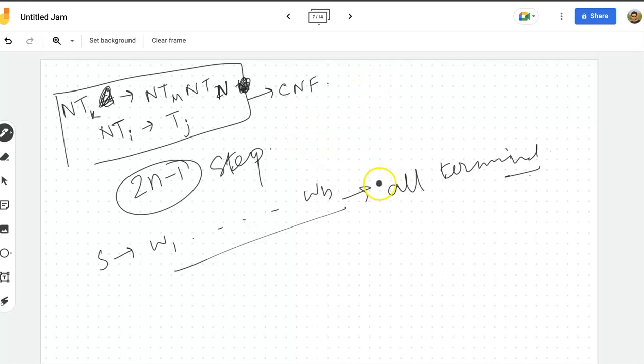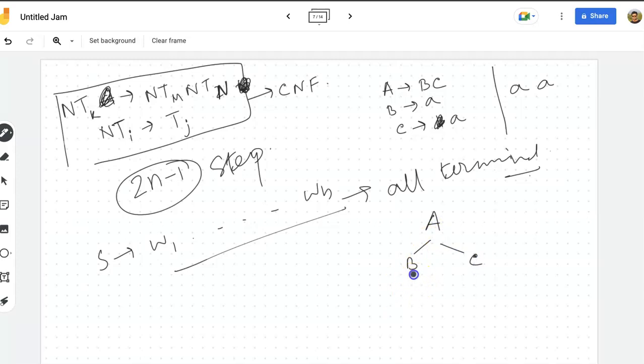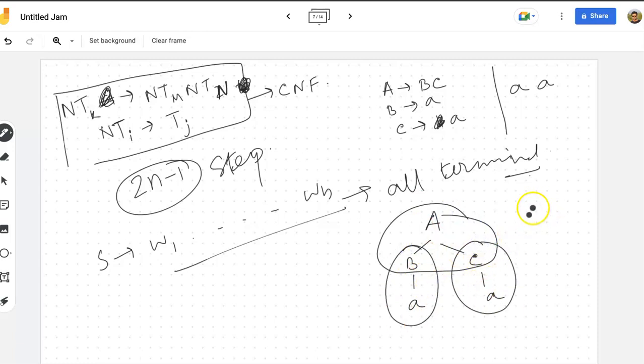Because, let's take an example. A goes to BC, B goes to A, C goes to A, and you need to generate a string called AA. Now how will you do this? A goes to BC, this is step 1. Then in the next steps you are adding one A and adding one A. This is the first step, this is the second step, this is the start step. So there are a total of 3 steps.